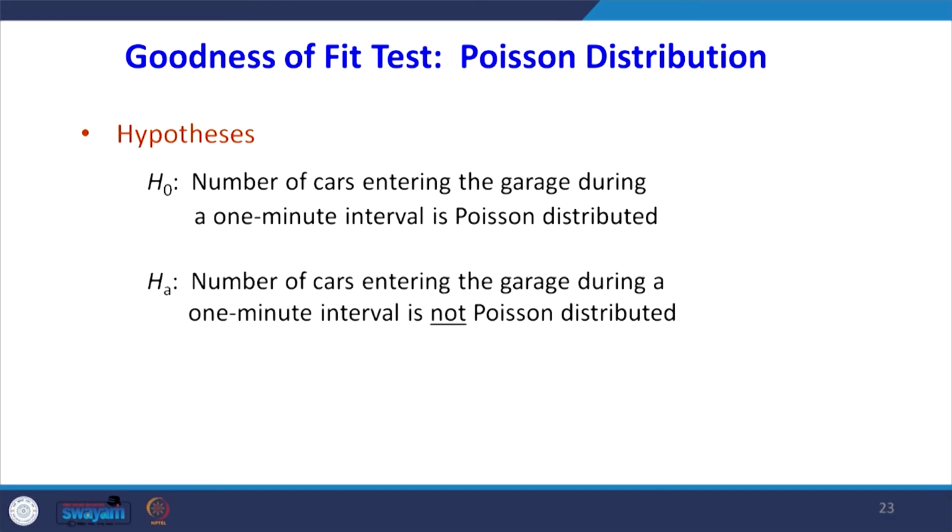We will form the hypothesis. What is the null hypothesis? The number of cars entering the garage during a 1 minute interval is Poisson distributed. The alternative hypothesis is that the number of cars entering the garage during a 1 minute interval is not Poisson distributed. You see that this is different from our traditional way of making the null hypothesis. Generally the term "not" will be there in the null hypothesis, but here in the goodness of fit test, the word "not" will appear in our alternate hypothesis.